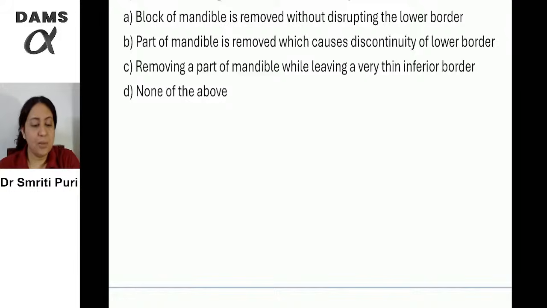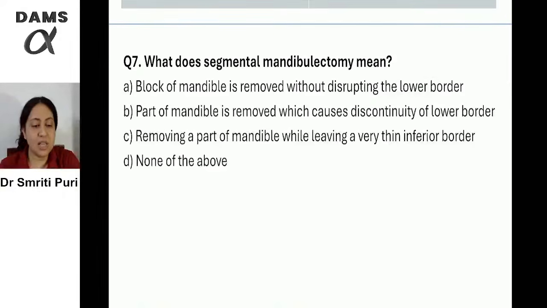Okay, so coming to question 7, what does segmental mandibulectomy mean? A, block of mandible is removed without disrupting the lower border; B, part of mandible is removed which causes discontinuity of lower border; C, removing part of mandible while leaving a very thin inferior border; and D, none of the above. So the answer here is B, segmental mandibulectomy. That means a segment or part of mandible is removed.